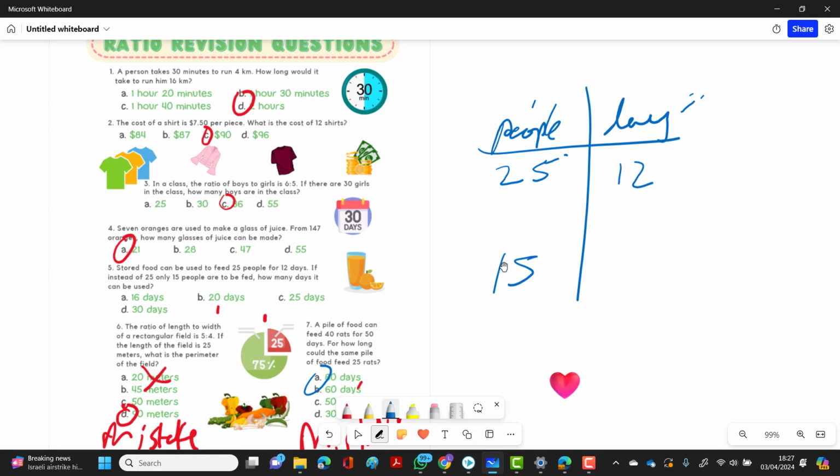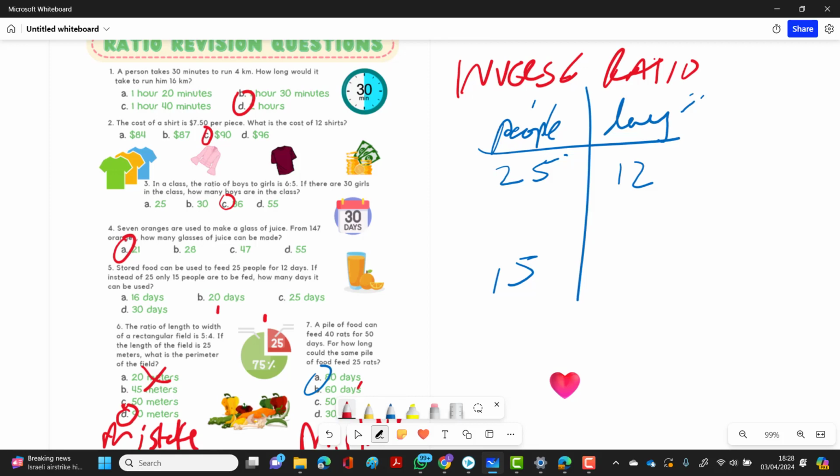So inverse ratio: the more people you have, the fewer days the food will last, because there'll be more people to eat up the food quickly. So it's called inverse ratio. You should have videos on this, so go back to the videos and go back to your notes.